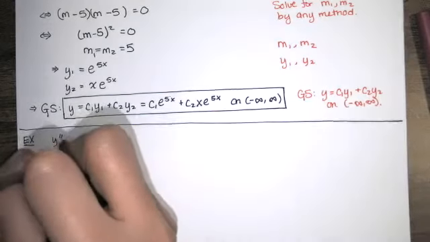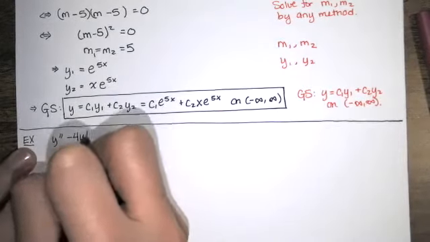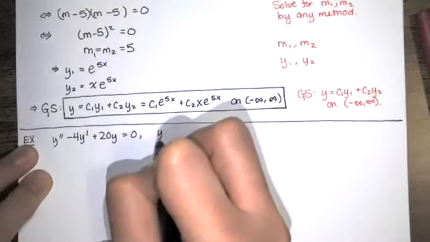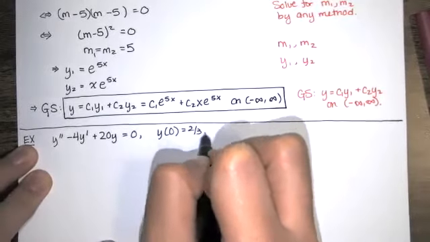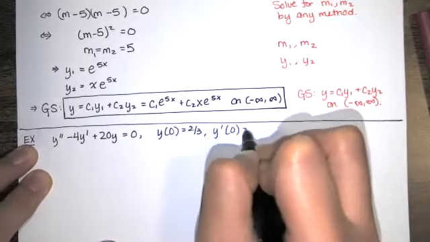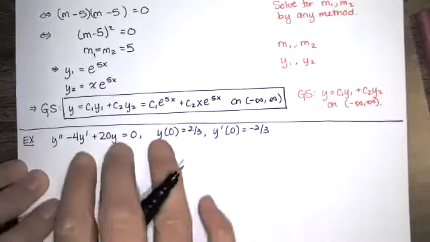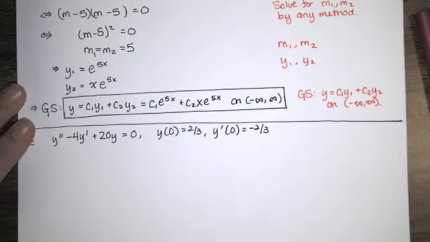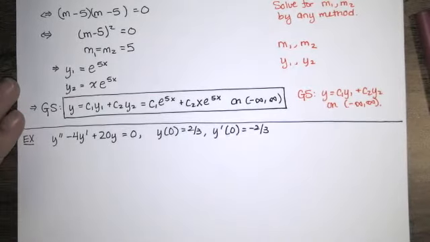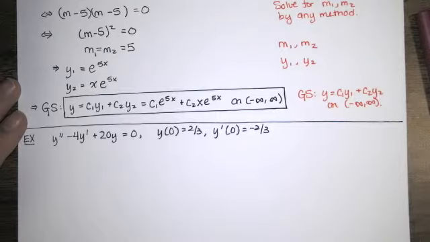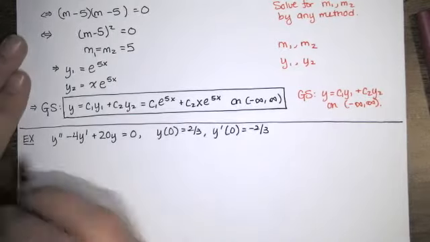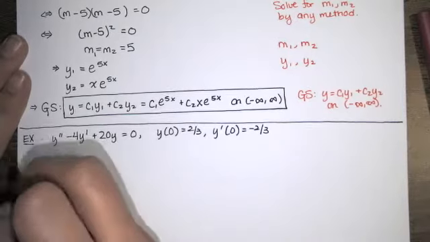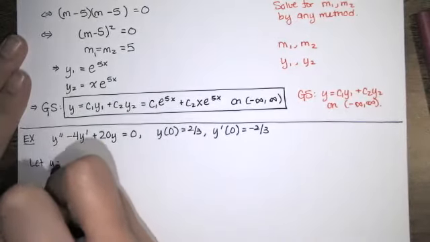So we've got y double prime minus 4 times y prime plus 20y equals 0. And we've got y of 0 equals 2/3 and y prime of 0 equals negative 2/3. So that's our differential equation, and those are our initial conditions. Notice this is a second order constant coefficient, homogeneous, linear, ordinary differential equation. So many adjectives. Whenever you see one of those, right-hand side is 0, and these are constant coefficients over here, you're going to let y equal e to the mx.